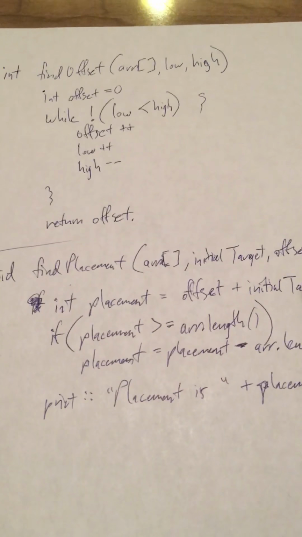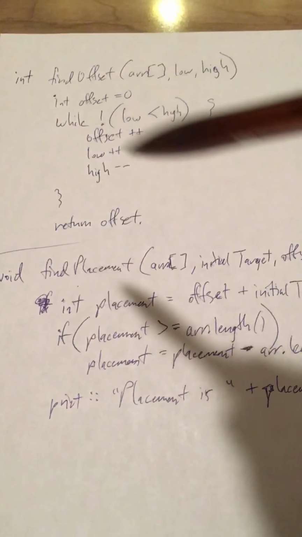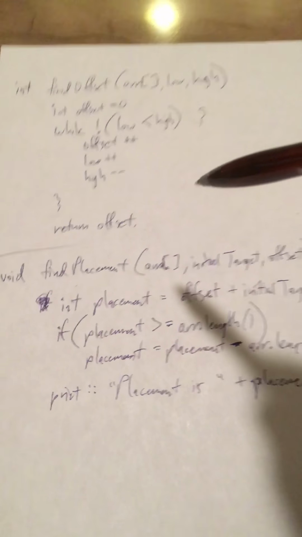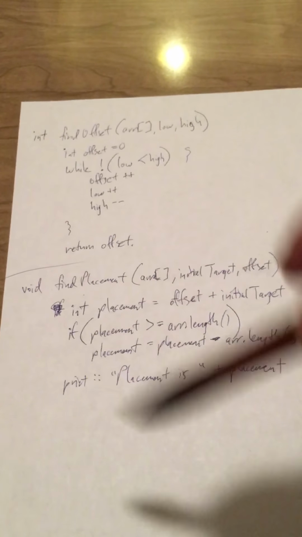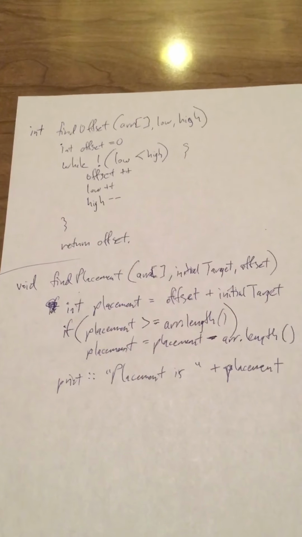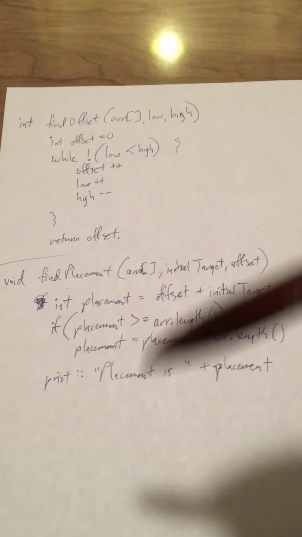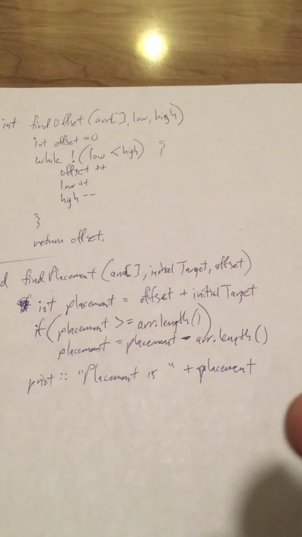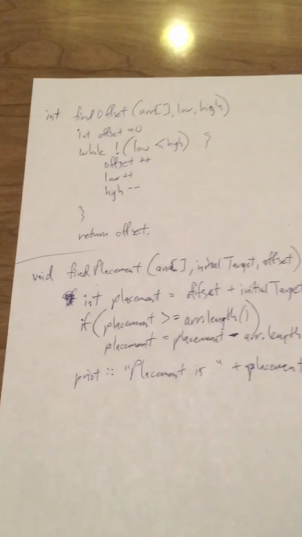So the way I approach this is I broke it up into two. You could do it in one function, I guess, because it's just a while loop really here. But it helped me to break it down into two subproblems, basically finding the offset and then just using that offset to figure out where it's supposed to be. Okay, bye.